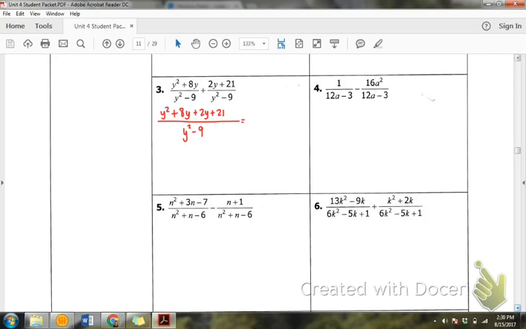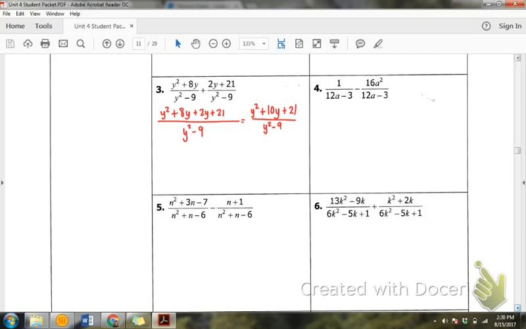Okay, so then that simplifies to be y squared plus 10y plus 21 over y squared minus 9. Can you cross the y squareds out? What do you think? Why not? Yeah, it's connected. However, this problem now looks like what we just learned in the previous lesson, where you factor the numerator, you factor the denominator, and then see if there's anything to cancel.